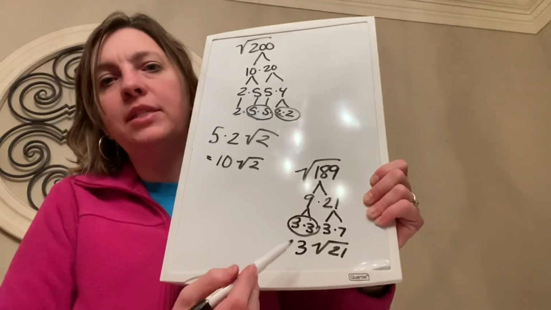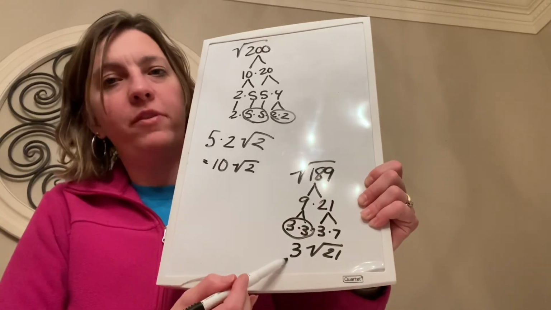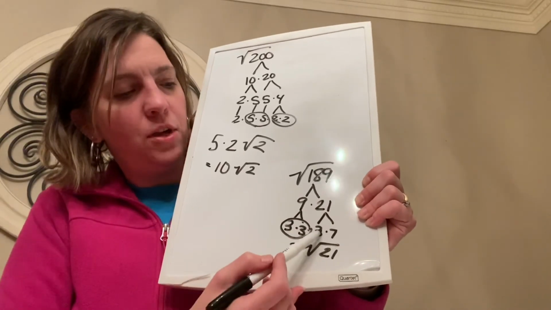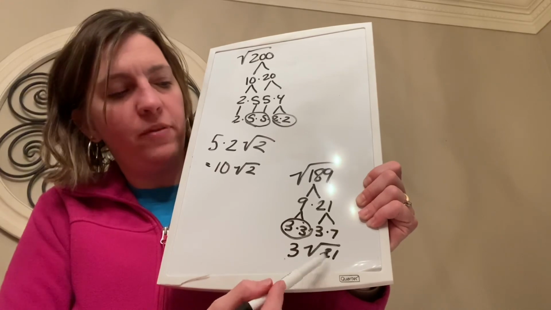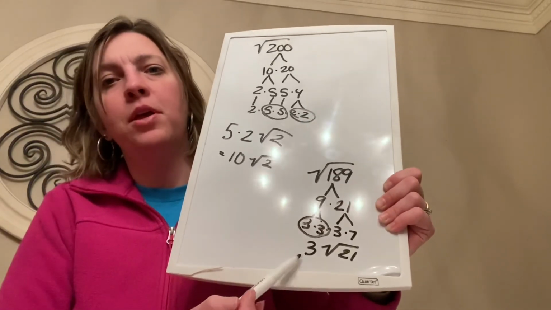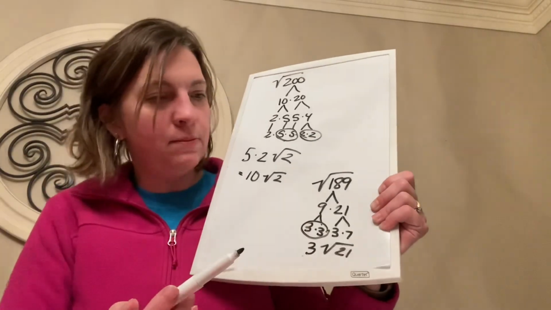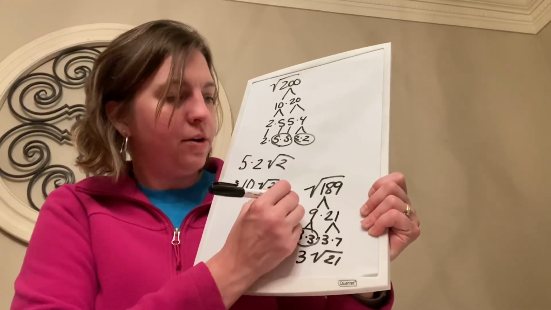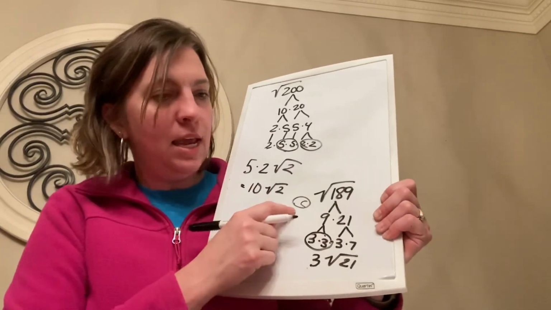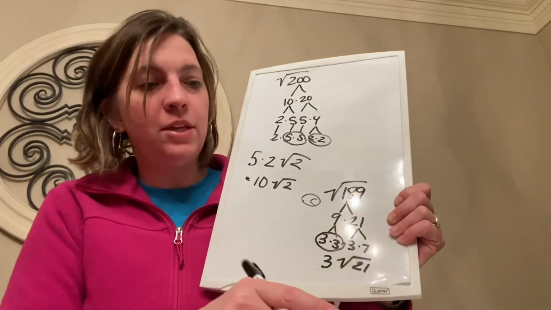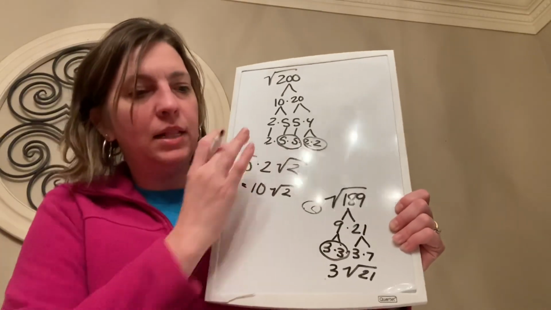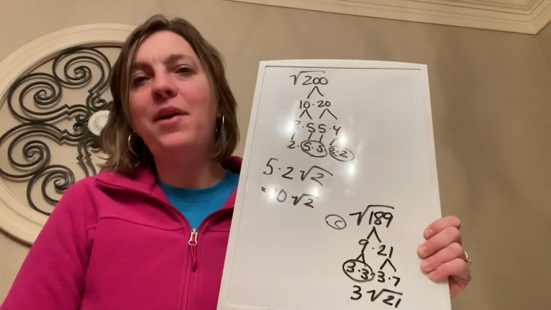And the reason the 3 got to come out, it was a perfect square. It had a match. 3 and 7 did not. They were not perfect squares. They have to stay under the radical. So 3 square root of 21 is my answer for letter C. So we did C. We talked about where the answer for D was. We did B in class together. So you'll need to do A on your own.